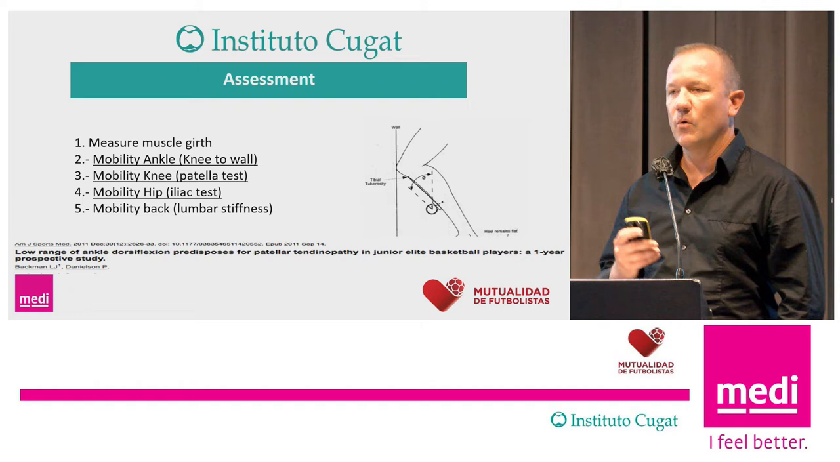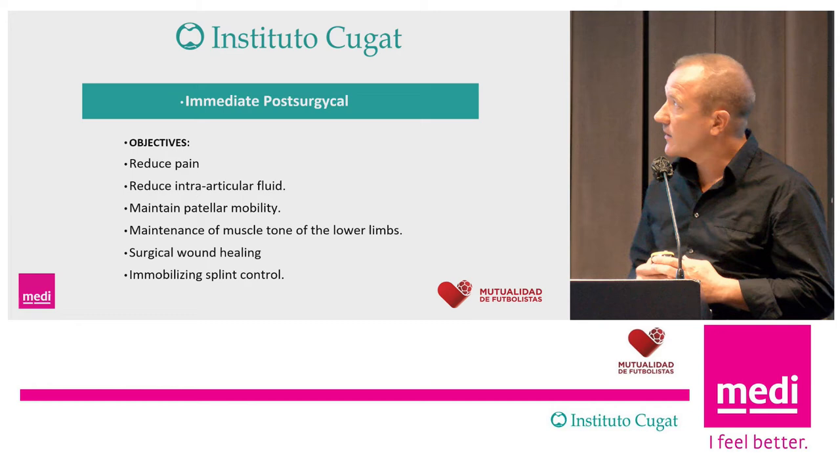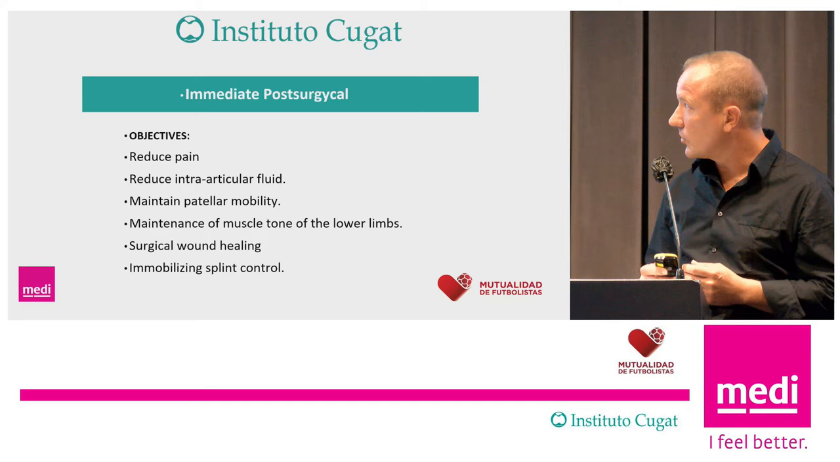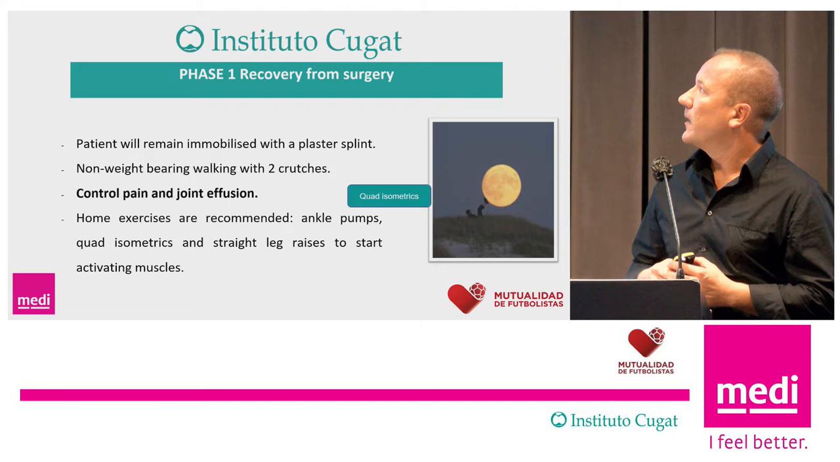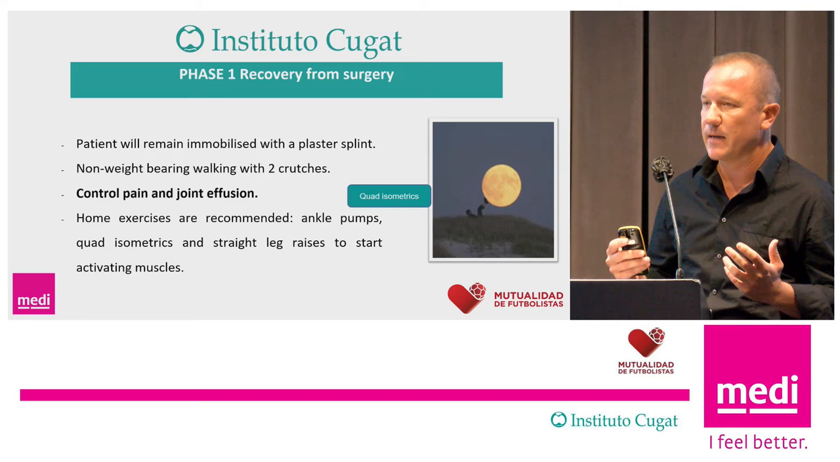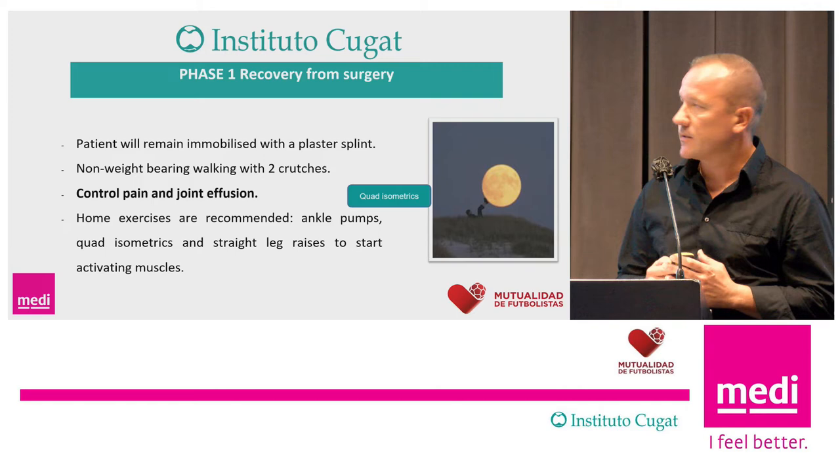In the immediate post-surgical period, the objectives are to reduce pain, reduce intra-articular fluid, maintain patella mobility, maintain muscle tone of the lower limbs, surgical bone healing, and immobilization control. When I start phase one, recovery from surgery, the patient remains immobilized with a plaster splint, no weight bearing, walking with two crutches. Controlling pain and joint effusion is the most important, and home exercises are recommended: ankle pumps, quad isometrics, and straight leg raises to start muscle activation.